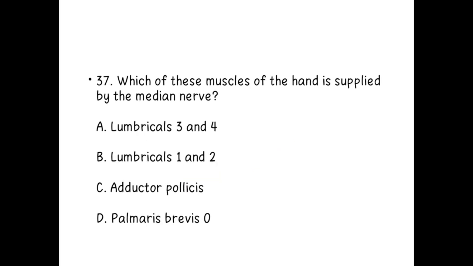Number 37. Which of these muscles of the hand is supplied by the median nerve? A, lumbricals 3 and 4. B, lumbricals 1 and 2. C, adductor pollicis. D, palmaris brevis. Which of these muscles of the hand is supplied by the median nerve? And the right answer to this question is lumbricals 1 and 2.